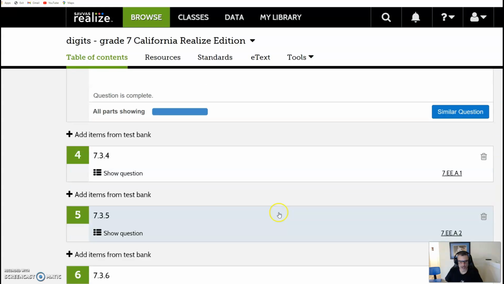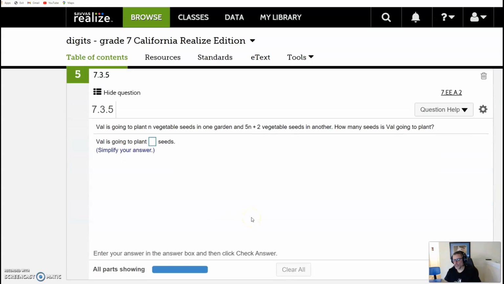I'm going to go ahead and set up number 5 for you. So let's take a look at number 5 here. But I'm not going to do it. I'm just going to set it up. It's a word problem. It says Val is going to plant N vegetable seeds in one garden. So that's our first piece of information. So we have N seeds in one garden, and we have 5N plus 2 seeds in another. How many seeds is he going to plant?